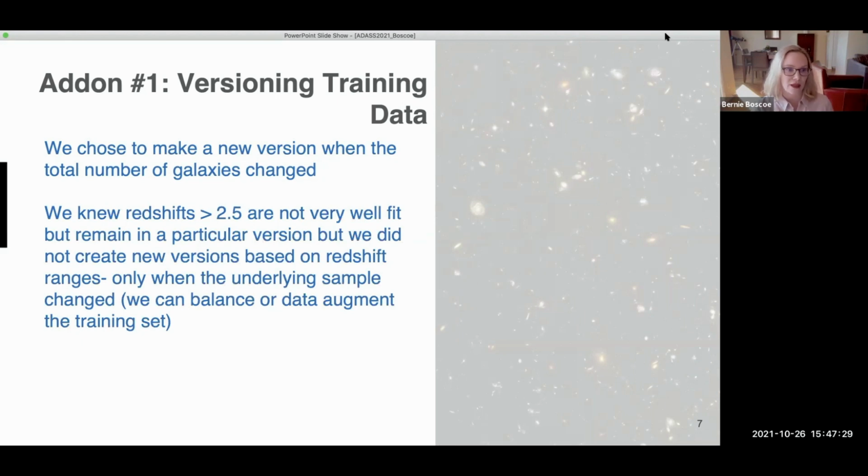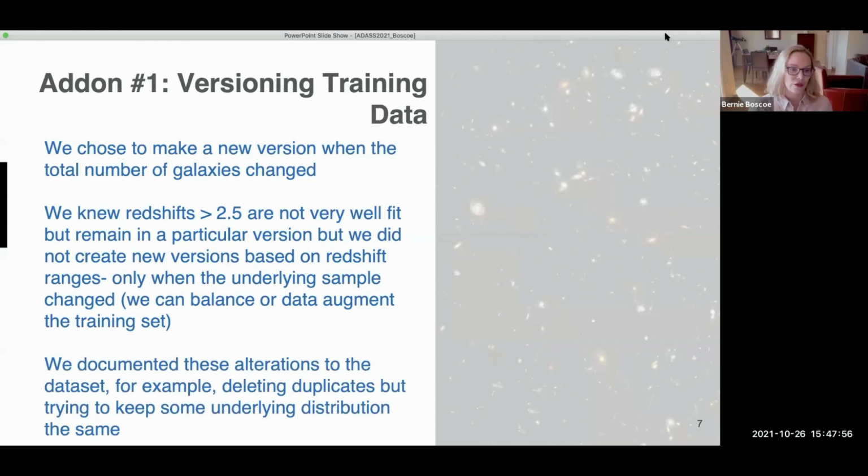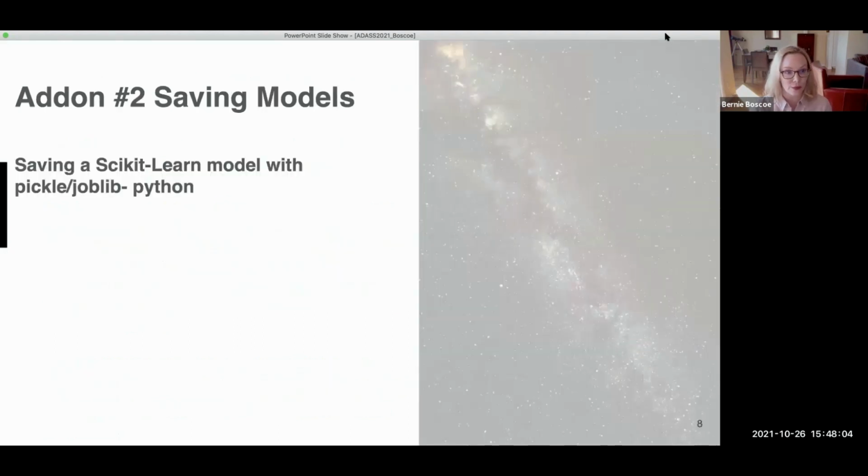And for example, we had these redshifts greater than 2.5. They were not very well fit, but we kept them in the version because we wanted to keep this training set to have an underlying sample that would remain the same. Because with our machine learning processes, we can augment these balances and change them, but we wanted to keep that distribution that is from the survey itself, and that was challenging to do. So for example, we deleted duplicates that we found, but we tried to keep that underlying distribution to be the same.